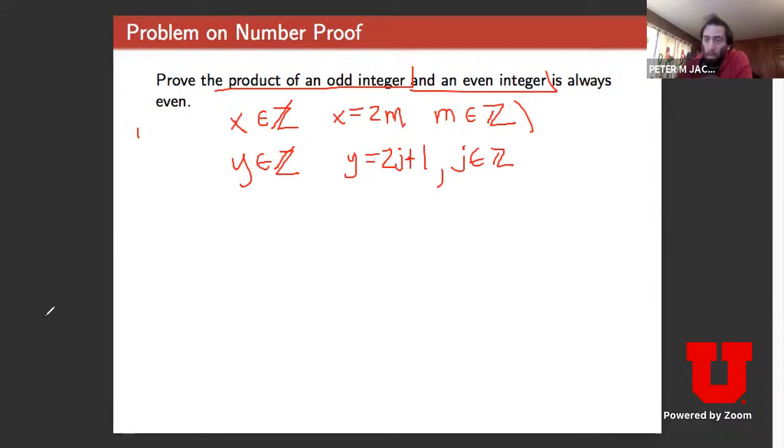And now we want to show that the product is even. So we have an odd integer and an even integer. We want to show the product is even. Does anyone else want to do it? Would anyone else like to draw on the board and show that the product of x and y is even?